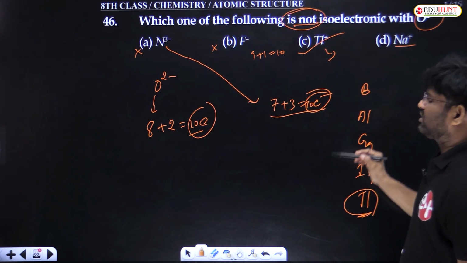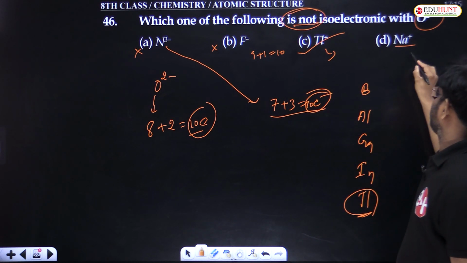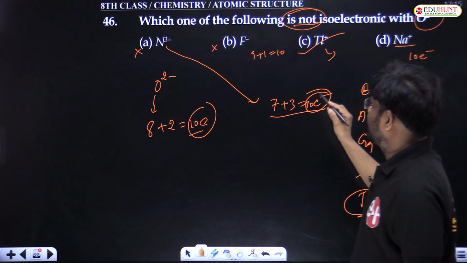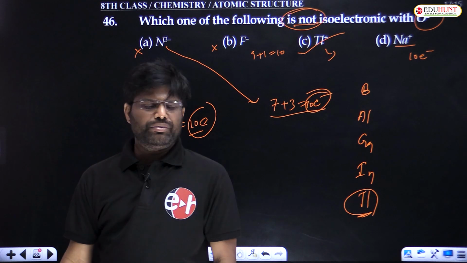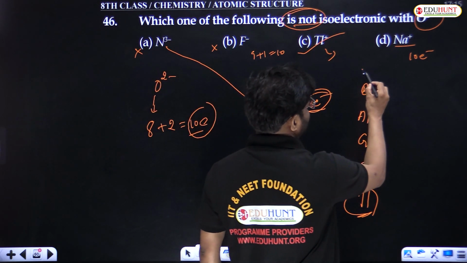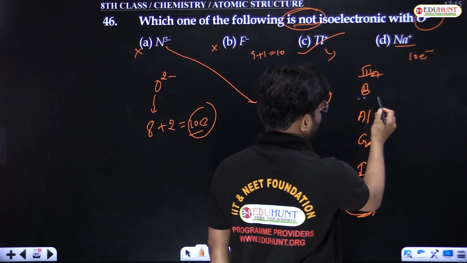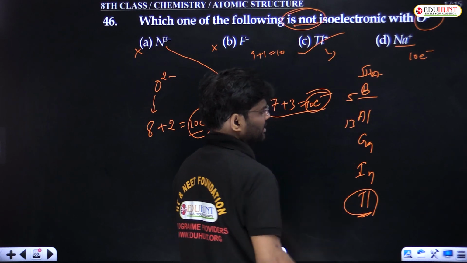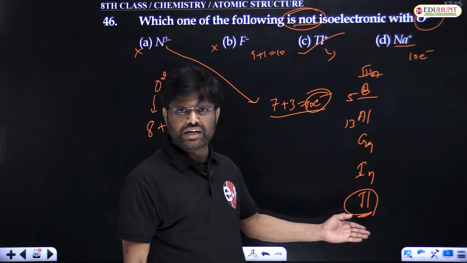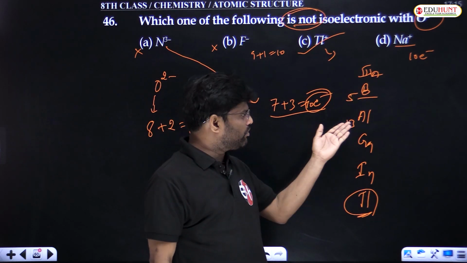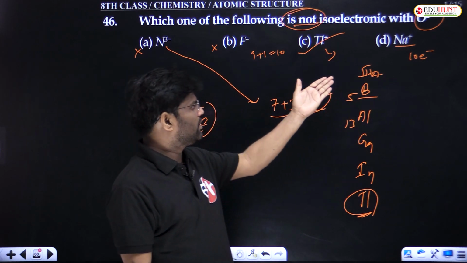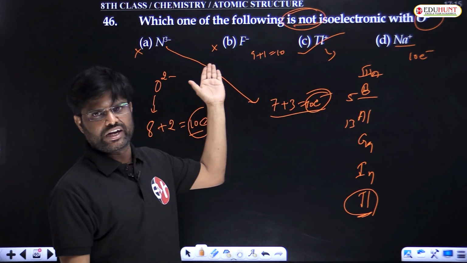So sodium here is 1s. Sodium also has 10 electrons. So which is not correct? C option, because this is a third A group element. Boron has atomic number 5, this is 13. So thallium has more than 10 electrons, aluminum also has more than 10 electrons. The remaining are all equal, isoelectronic only.